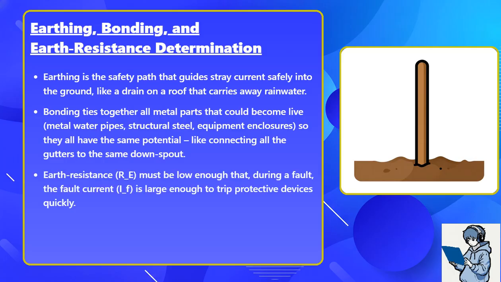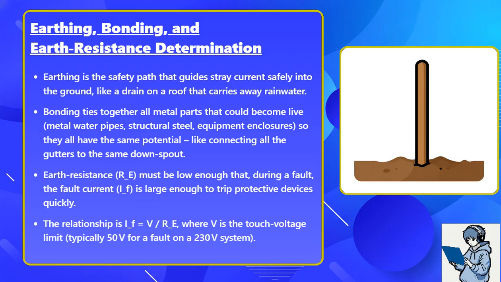Earth resistance R_E must be low enough that during a fault the fault current I_F is large enough to trip protective devices quickly. The relationship is I_F equals V divided by R_E, where V is the touch voltage limit, typically 50 volts for a fault on a 230 volt system. Rearranged: R_E less than or equal to V divided by I_F.